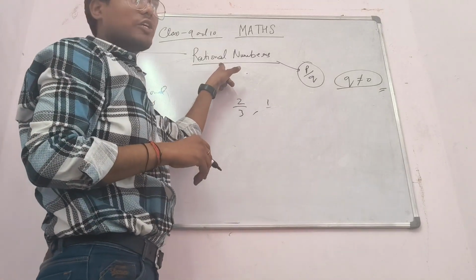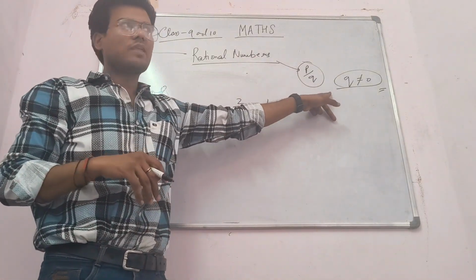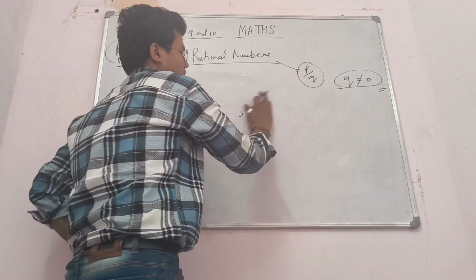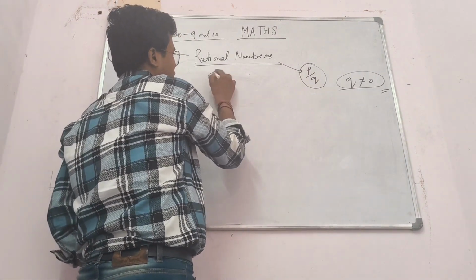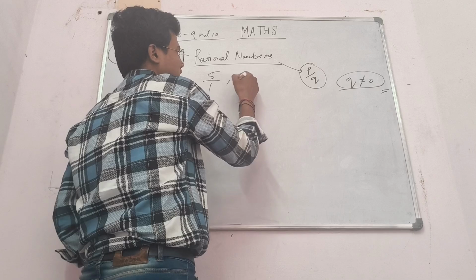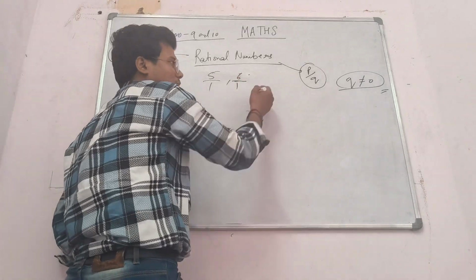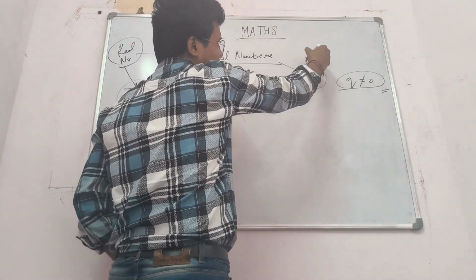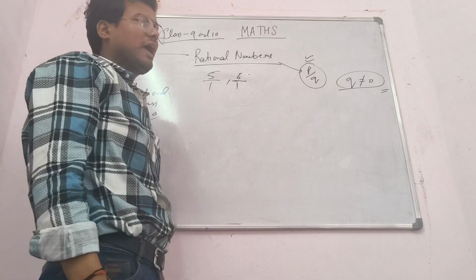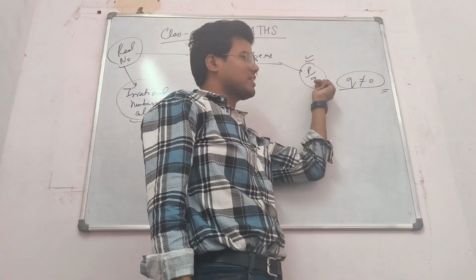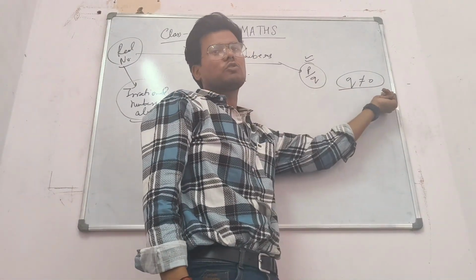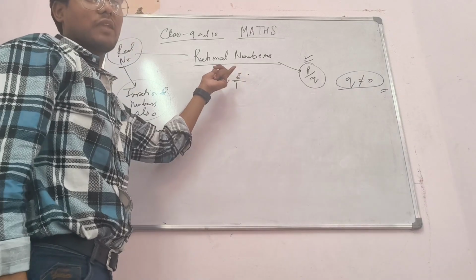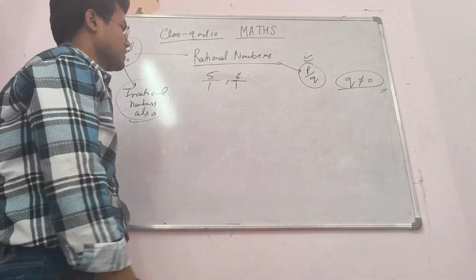But rational numbers include all the integers. For example, 5 upon 1 is a rational number, and 6 upon 1 is also a rational number. It means it can be arranged in the form of a fraction p upon q, and the second condition is that the denominator, that is q, should not be equal to 0. So this is the example of a rational number.